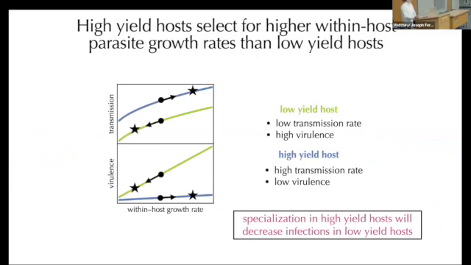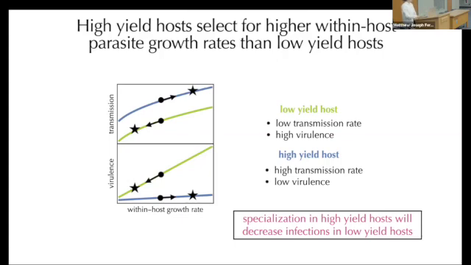Okay, so right away we can make this prediction that high yield hosts are probably going to select for higher within-host parasite growth rates than low yield hosts, because the cost of virulence is a bit lower in these higher yield hosts, so we expect it's going to select for higher within-host parasite growth rates. The parasite can get away with that in this host type. While in the low yield host, that cost of virulence is a bit higher, so we expect it's going to select for lower within-host parasite growth rates.